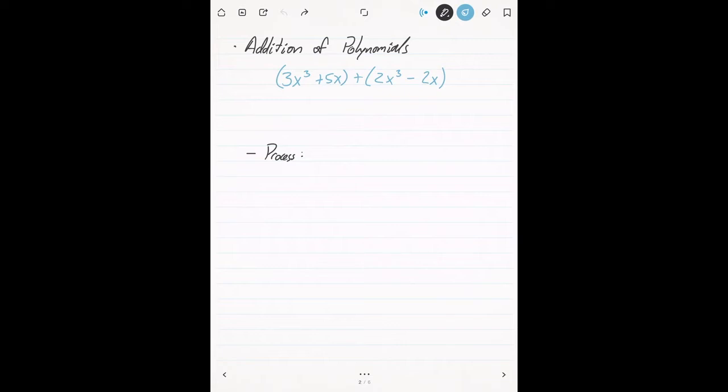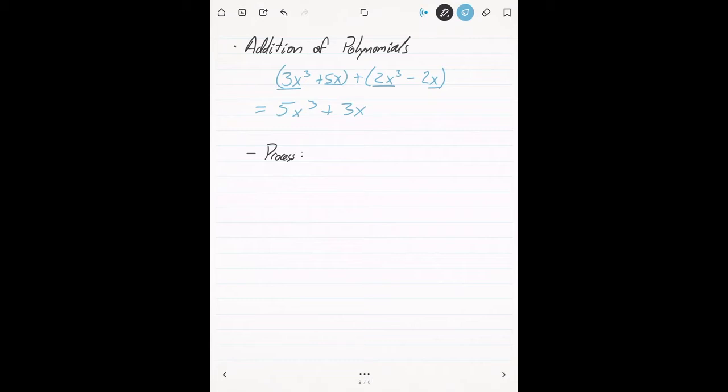Why don't we just try to combine our like terms? We can combine the 3x cubed and the 2x cubed together to get 5x cubed. And then we could combine the 5x and the negative 2x to give us a positive 3x. This is how you perform addition on polynomials. It's as simple as combining like terms.